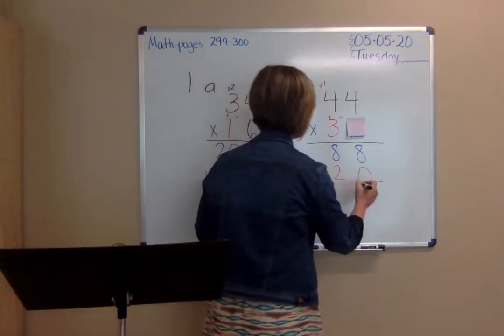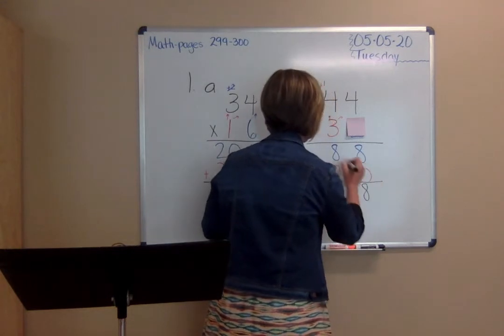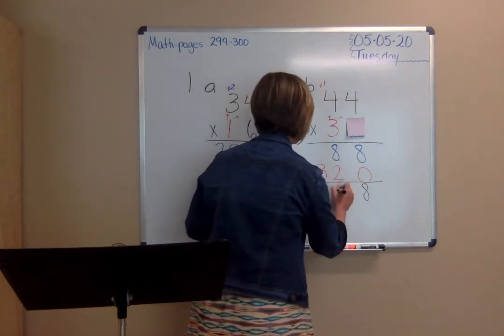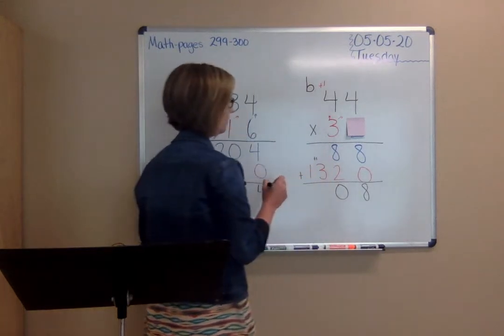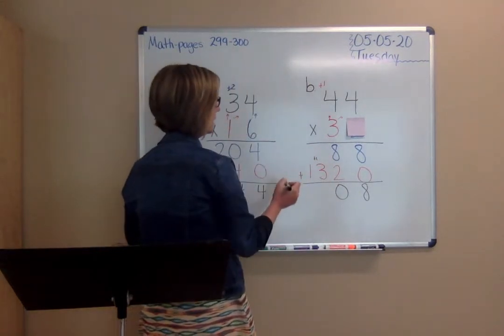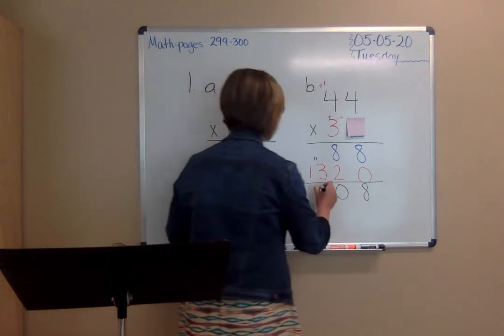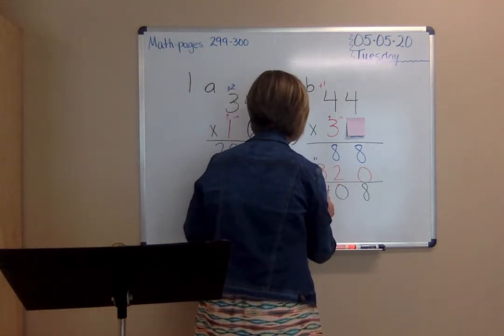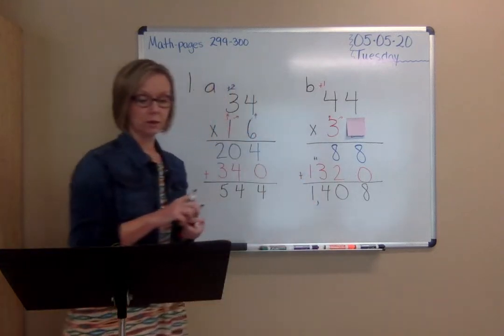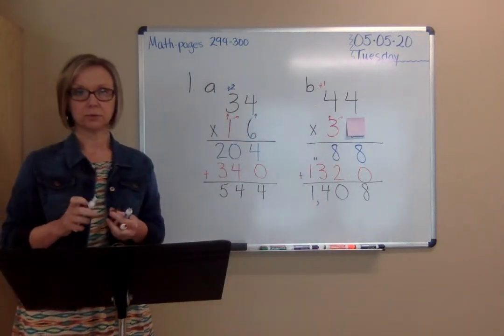8 plus 0 equals 8. 8 plus 2 equals 10. 0 down, plus 1 goes up. 0 plus 3 equals 3, plus 1 equals 4. 0 plus 1 equals 1. With our comma, 1,408 should be your answer there.